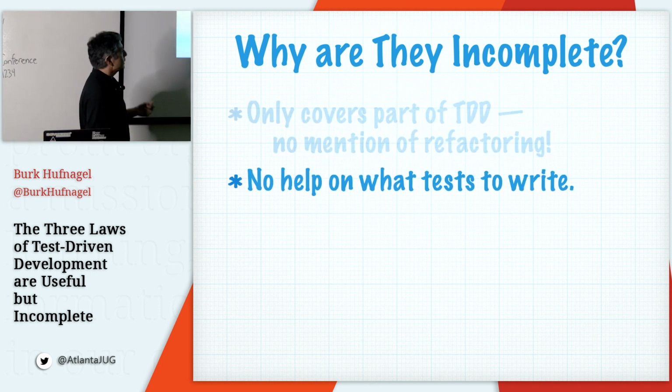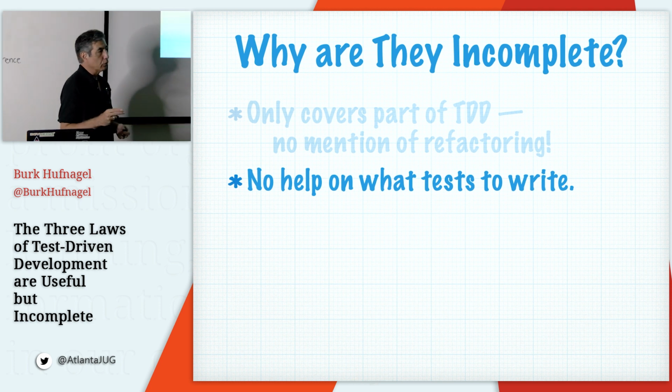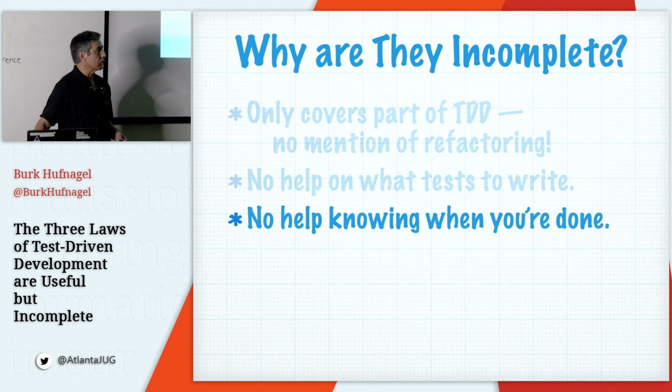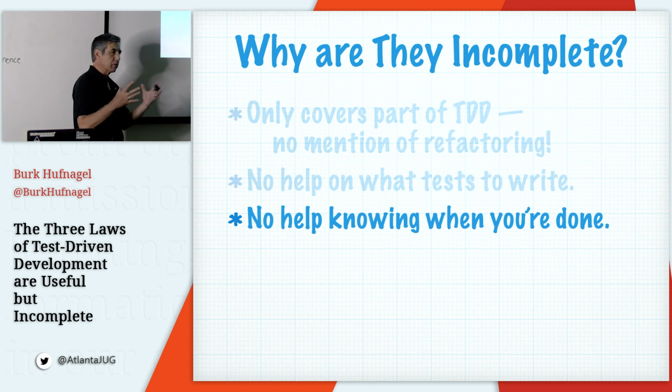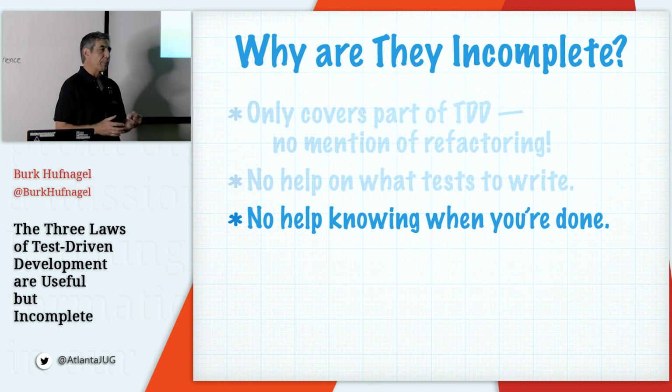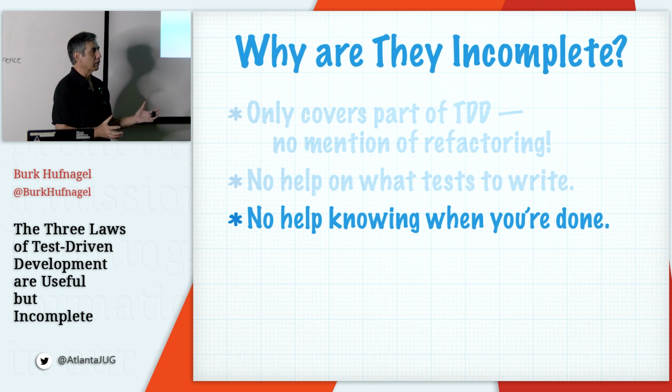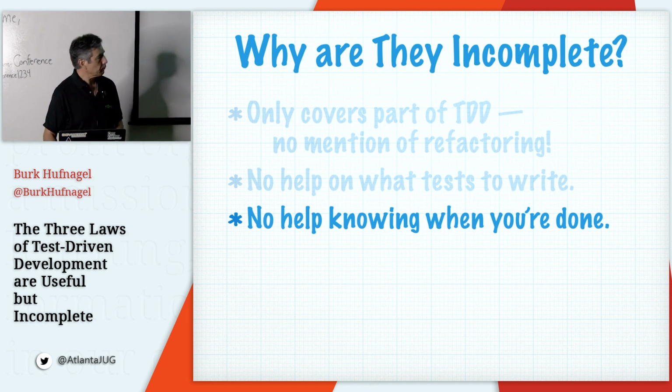Yeah, and the other piece is that there's two big questions people keep asking, and they were my questions when I first started too. How do I know what test to write? The 3 laws don't help you with that. And how do I know when I'm done? Right? And the 3 laws don't help you with that either. So I think if you're going to call something the 3 laws, it should cover the whole thing, right? Maybe you can't do it in 3. That's okay. But those are 2 of the pieces that are hard.